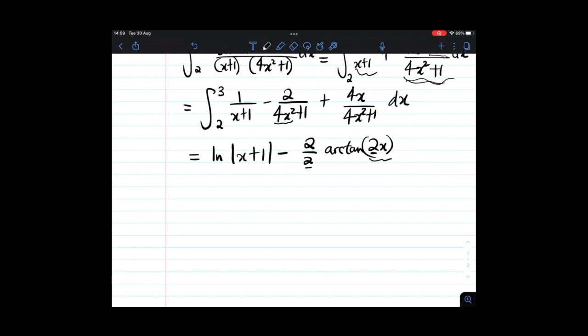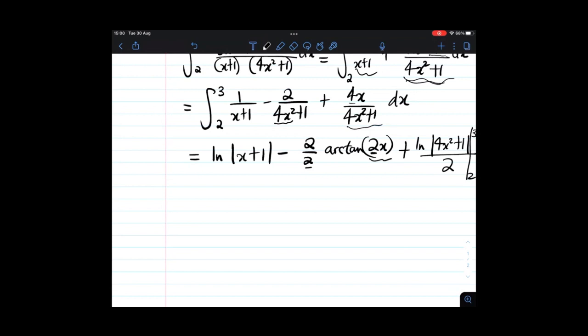And then the next thing is to look at the third fraction that we have there. And again, if we differentiate the bottom part, we can see that we will have 8x, right? So in order to cater for that, because here we've got a 4, we have to divide by 2. So we end up with plus the natural log of the absolute value of 4x squared plus 1 over 2. And we are evaluating this on 3 and 2.